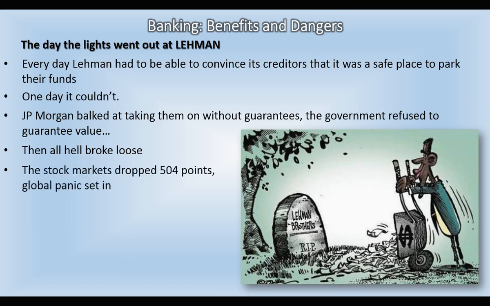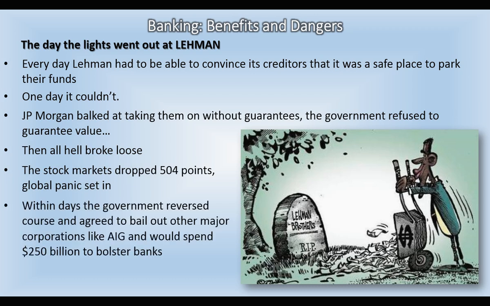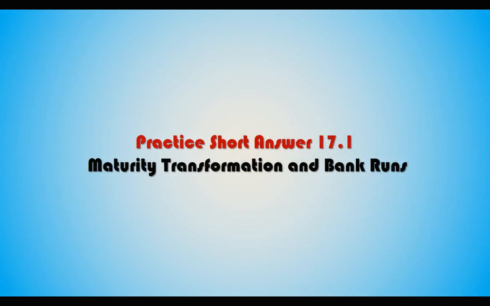The stock markets dropped 504 points. Global panic set in. Within days, the government reversed course and agreed to bail out other major corporations like AIG. AIG is basically the firm that provides insurance to these investment banks. So if they were in trouble, then everybody knew that the investment banks were in trouble. But the government started bailing out agencies like AIG and would spend $250 billion to bolster banks.